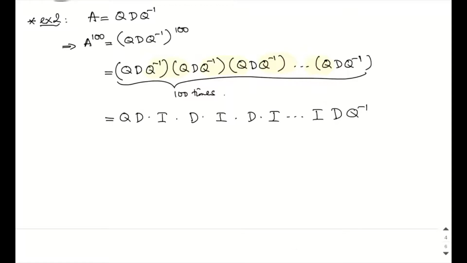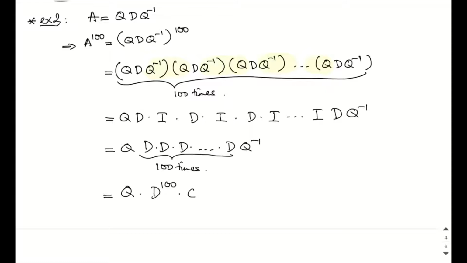Now you know that multiplying the identity matrix is kind of doing nothing, and so you can reduce the computation to Q, D, D, D, dot, dot, D, Q inverse. And this D happens 100 times. And so in other words, A is going to be equal to Q times D to the power 100 times Q inverse. When you compute the power of a diagonal matrix, you actually just take the power and apply it onto each of the entries on the diagonal.